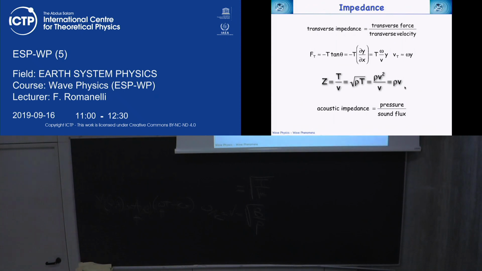Now, let's imagine joining two strings with different densities. They will have different velocities. They will have a different impedance. And please begin to think also about the extreme cases. Let's imagine that we have a string with a fixed end. We arrive, and we cannot do anything here. That system has an infinite impedance. Okay?